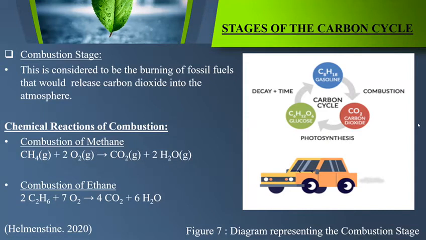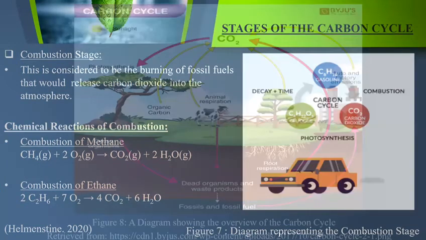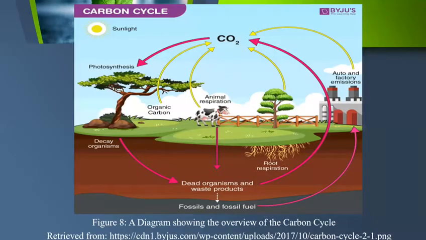The chemical reaction for combustion includes methane, which converts methane and oxygen to form carbon dioxide and water, and ethane, which converts ethane and oxygen to form carbon dioxide and water. The diagram below basically demonstrates the complete process of the carbon cycle.